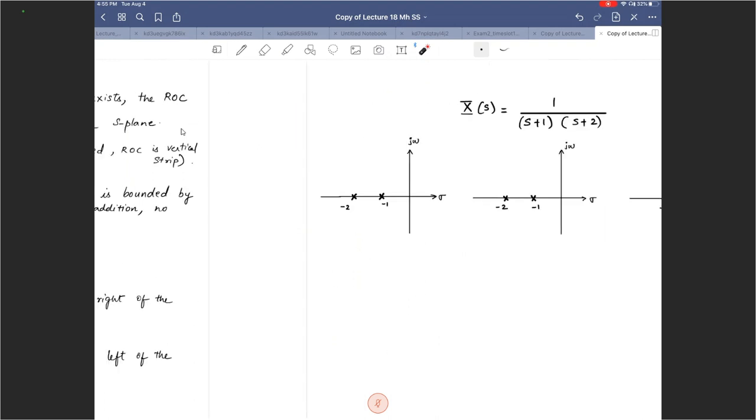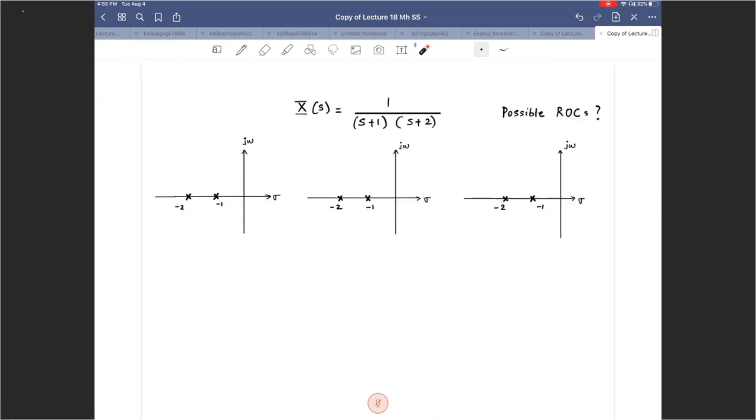Now let's take a look at this with an example. Here we have the function in S domain, capital X of s. It's a rational function, 1 divided by (s plus 1) times (s plus 2), and we are asked to sketch the possible regions of convergence. Clearly, this function has two poles. One is at -1 and one is at -2.